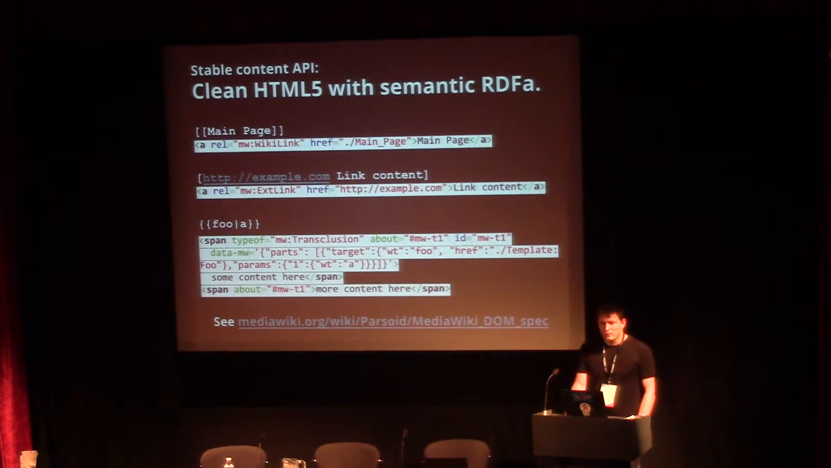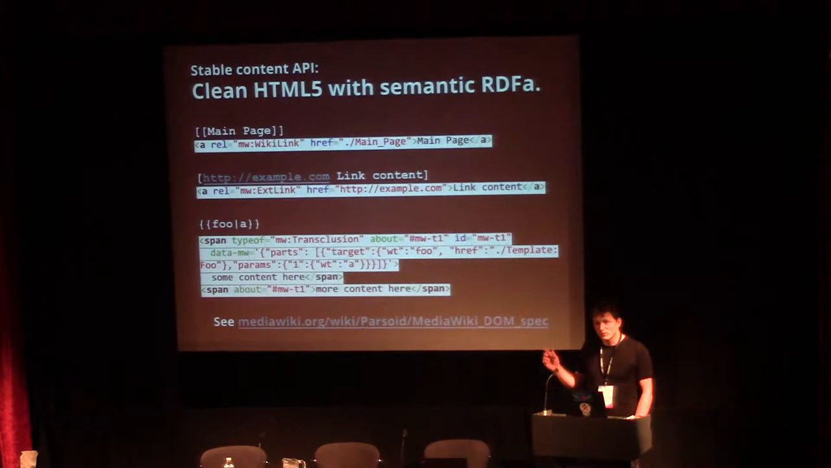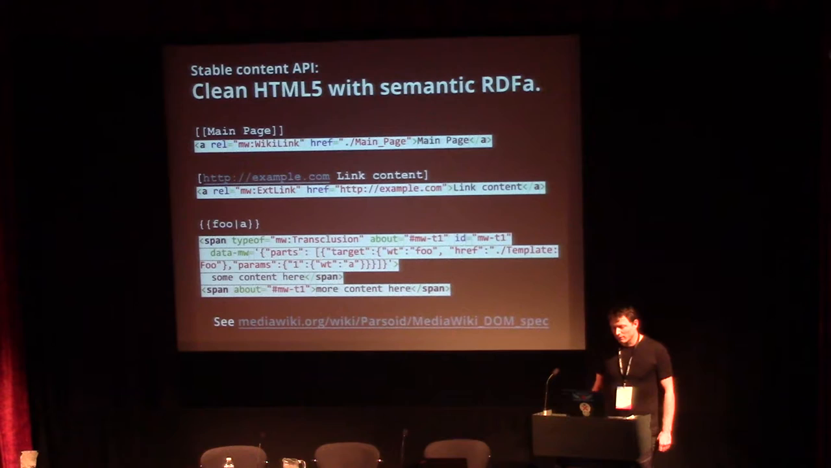What this gives you is a very clean HTML5 structure that is actually spec'd and where you can easily identify specific bits of content. For example, a wiki link is marked up as mw:WikiLink within an attribute, using RDFa. And an external link is similarly marked up as mw:ExtLink.